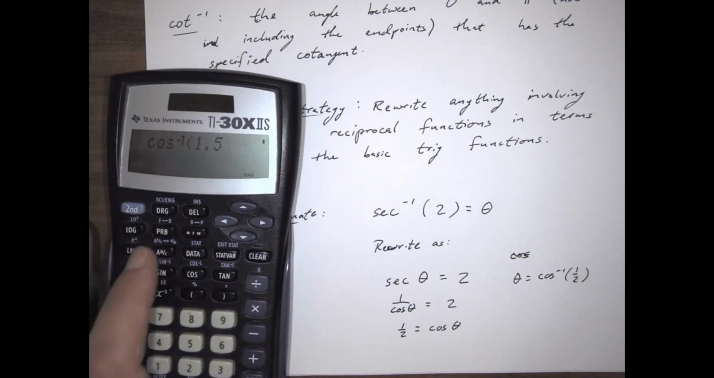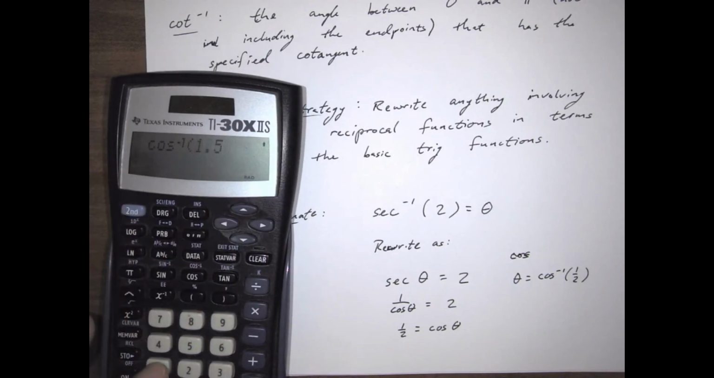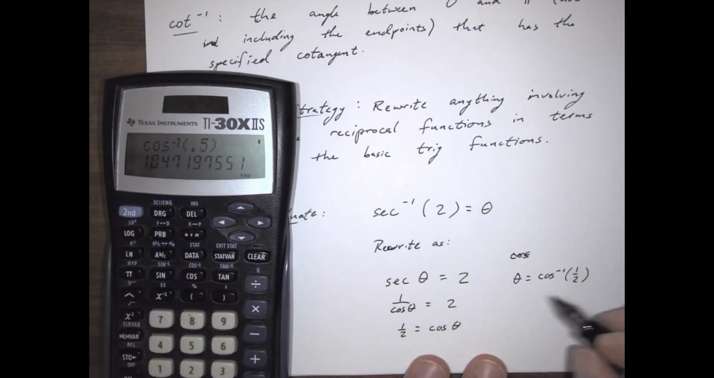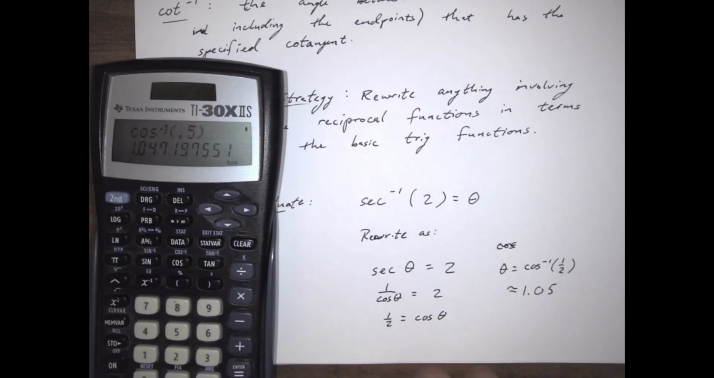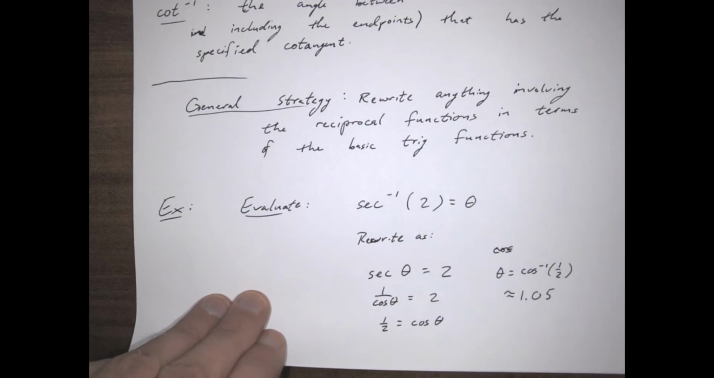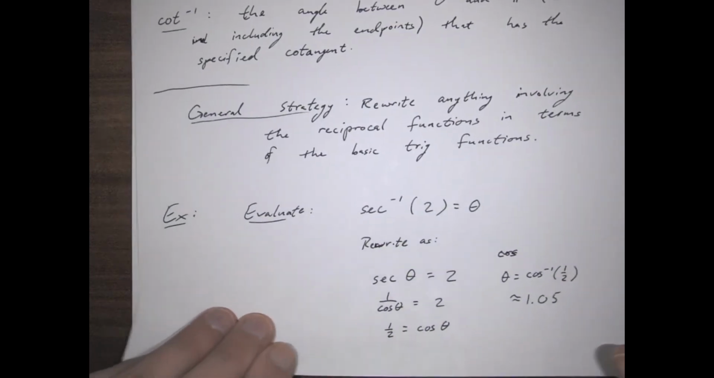So when I try to do that, it didn't work, but I can certainly do this. I can do 0.5, or I can do 1 over 2. And I get 1.047, which, if I'm going to be rounding to 2 decimal places, which will be my custom here, is 1.05. Now, that's the first basic step, just learning how to translate between the reciprocal trig functions and the traditional ones.